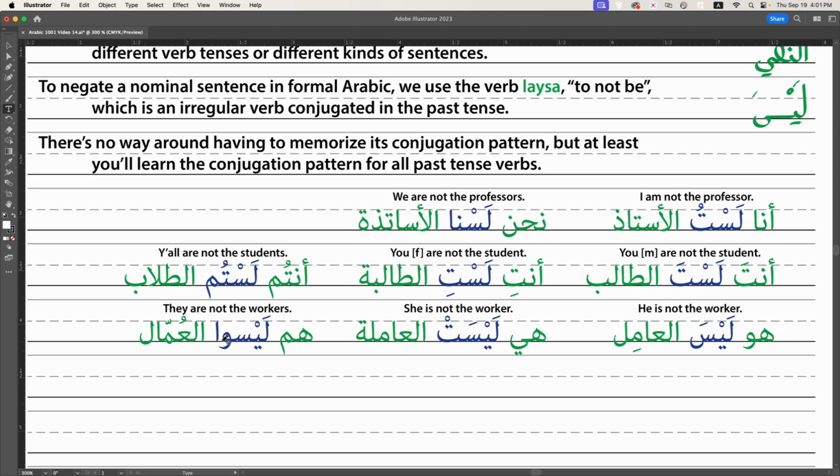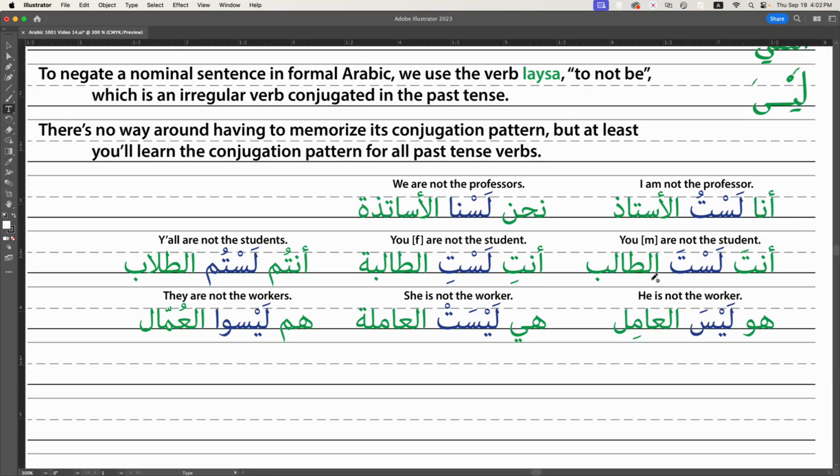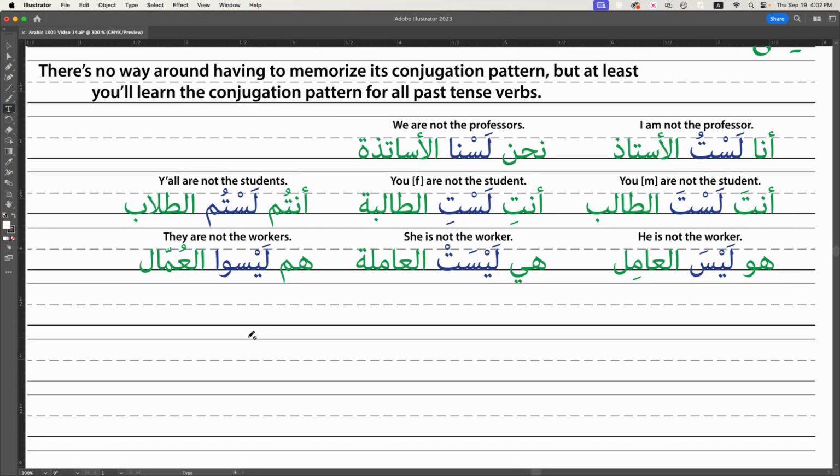Laysu, it looks like laysuw, but due to a spelling hangover from Quranic days, we add a silent alif at the end of this word, and you do this for third person human plural past tense for all verbs as well. So it looks like laysuw, but it's not, it's laysu. So he is not the worker, she is not the worker, they are not the workers. So you're going to have to memorize these 8 words in order to fully negate sentences in formal Arabic.